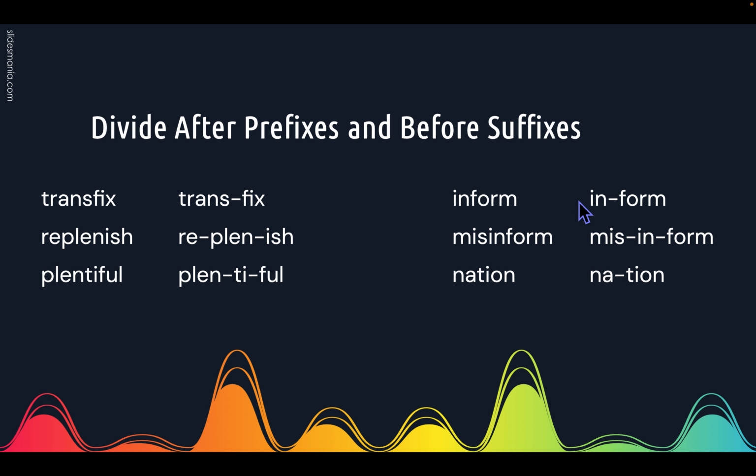Here we have the prefix in, so we split here and we get inform. Right here we have 2 prefixes. We have miss and in, so we divide there, misinform. And here we have the suffix shun. We will talk more about how this TI says sh in a bit. And this part right here, we have a vowel at the end of a syllable, so we will try a long A sound first and have nation.